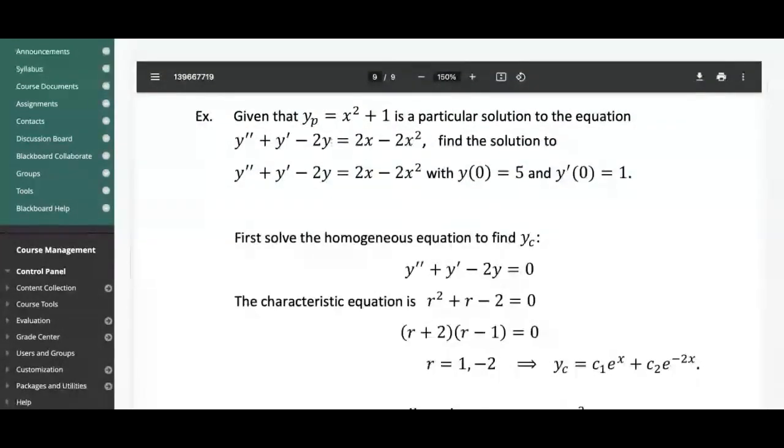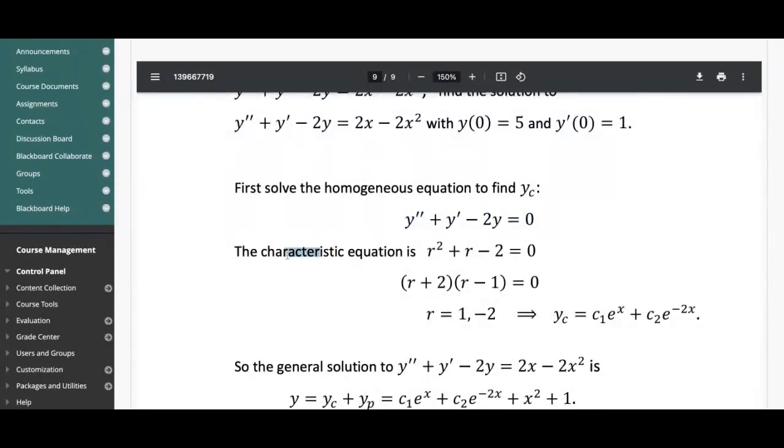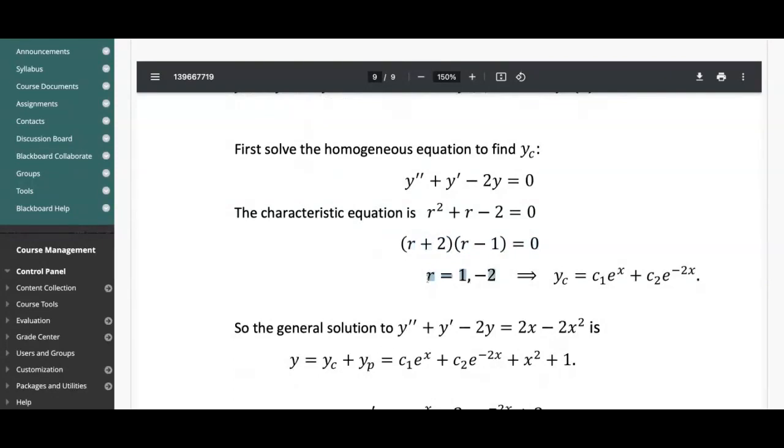So first, we have this one particular solution, x squared plus 1, and we want to find the complementary solutions. What do we do? We set this one equal to 0, the homogeneous equation. The characteristic equation is this. Remember, this is e to the rx. So we have r squared plus r minus 2 equals 0, and this is factorable, so we get two solutions for this equation, 1 and -2.